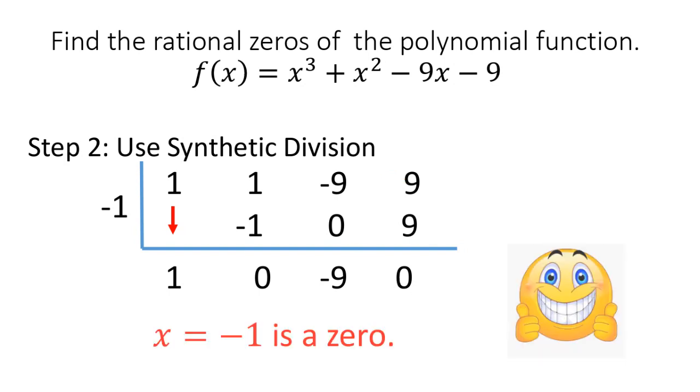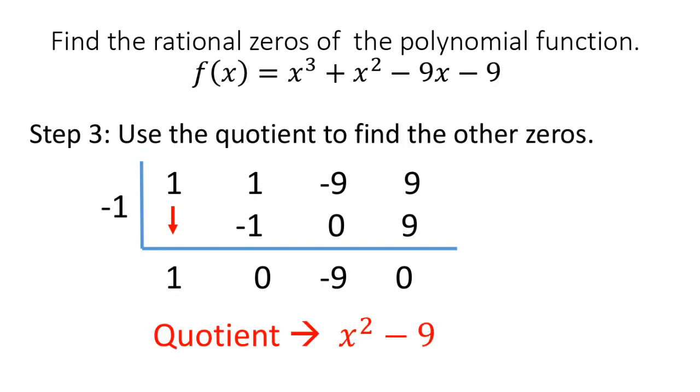Once we get a remainder of 0, that makes us happy because x equals negative 1 is going to be a 0. The other reason it makes us happy is because we can use the quotient. So step 3 is use the quotient. Since we had a polynomial of degree 3, when we write our quotient, we start with degree 2. So we have the 1 for x squared, a 0 for x, and then a negative 9 for our constant.